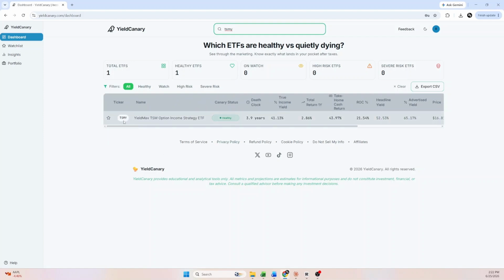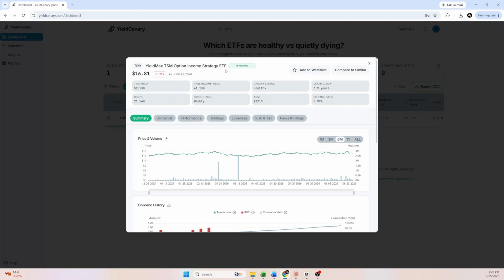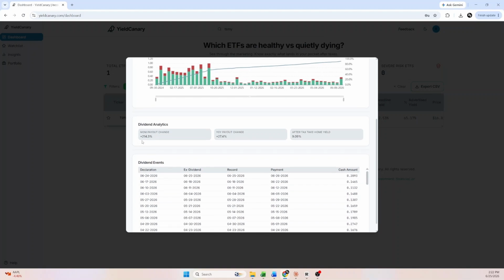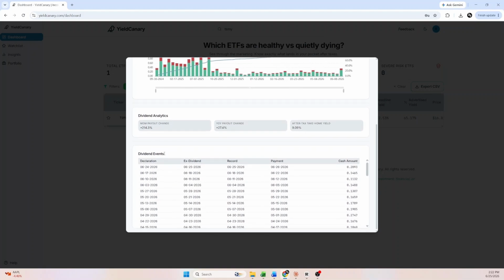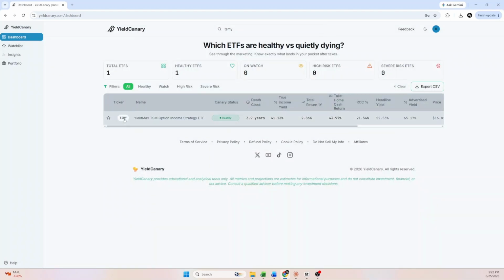Something to note on YieldCanary, and you can start a 7-day free trial today, by the way, is you can click into any one of these ETFs and you can see what we call the ETF deep dive. Gives you a lot more info than what's on the dashboard. You can click through, see the different dividend payouts. Something I really like is this dividend events. You can see the cash amount from the most recent payment. So the deep dive there is when you click into any one of these tickers.